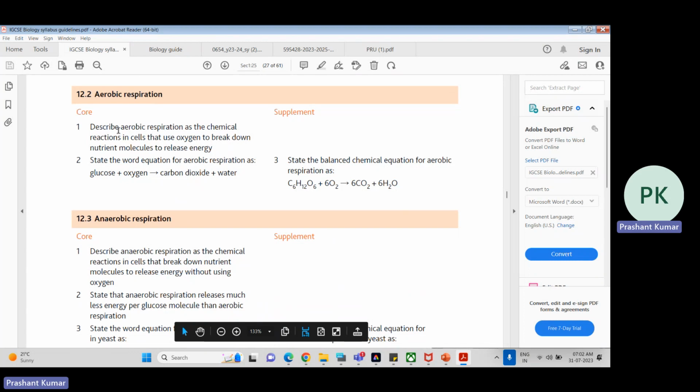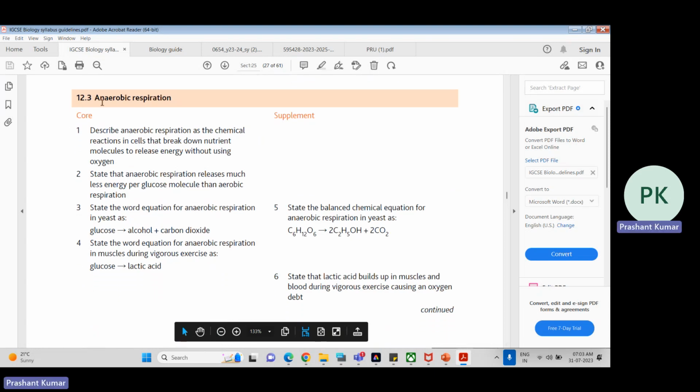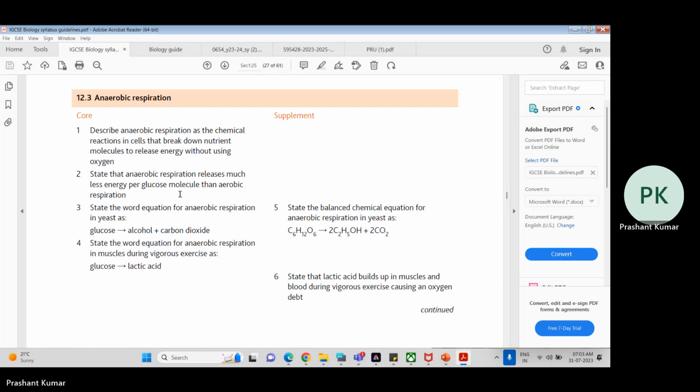In the aerobic section, we'll see the definition, describe word. Then we have a word equation. Then we have a chemical equation. You can expect questions from here. After that, in anaerobic respiration, we have: describe anaerobic respiration as the chemical reaction in the cell that breaks down nutrient molecules to release energy. State that anaerobic respiration releases less energy per glucose molecule, and we'll try to understand why. State the word equation. Then we have a chemical equation.